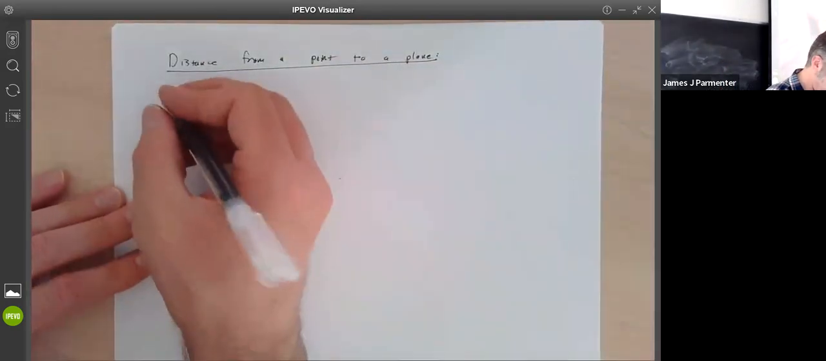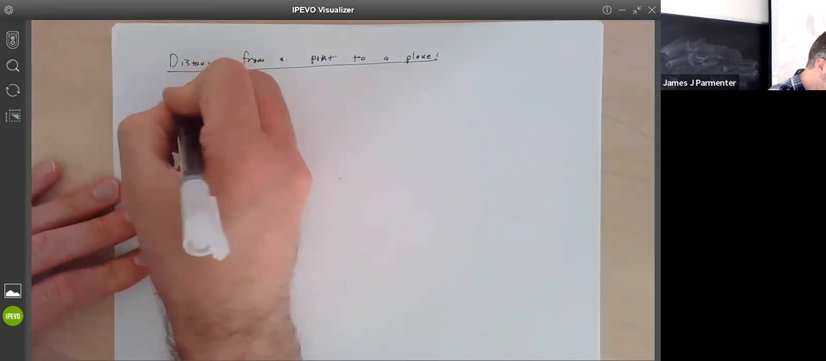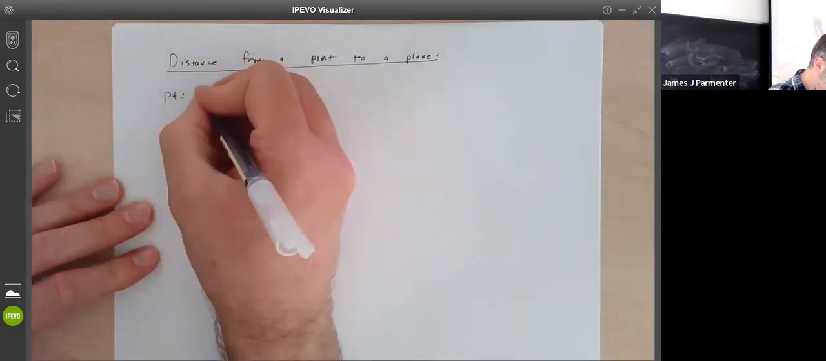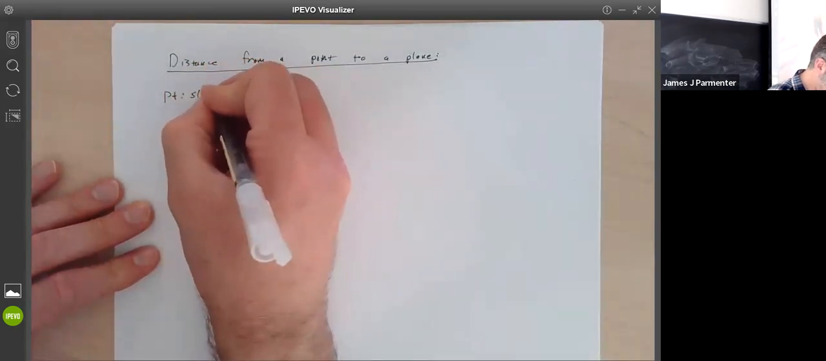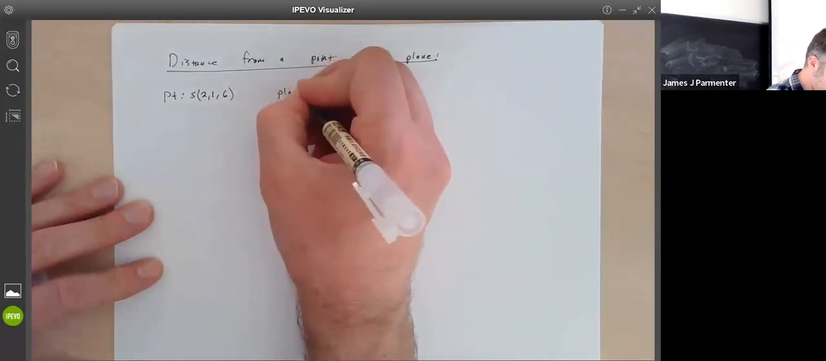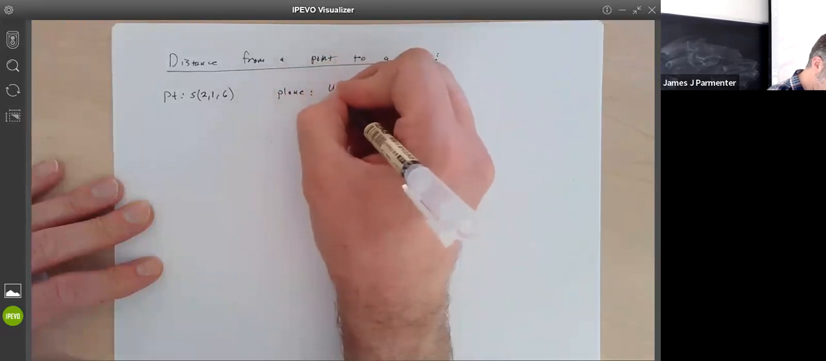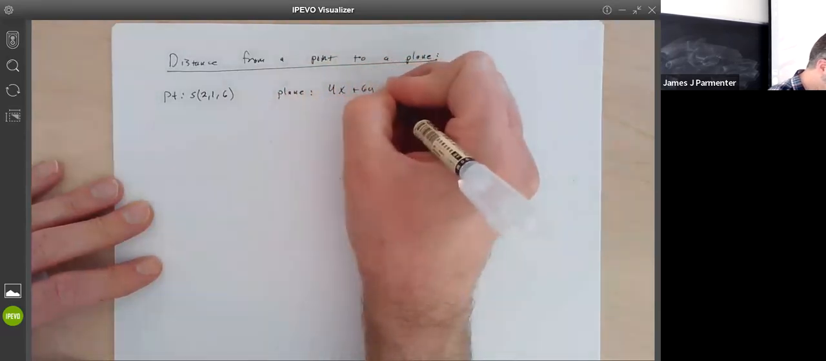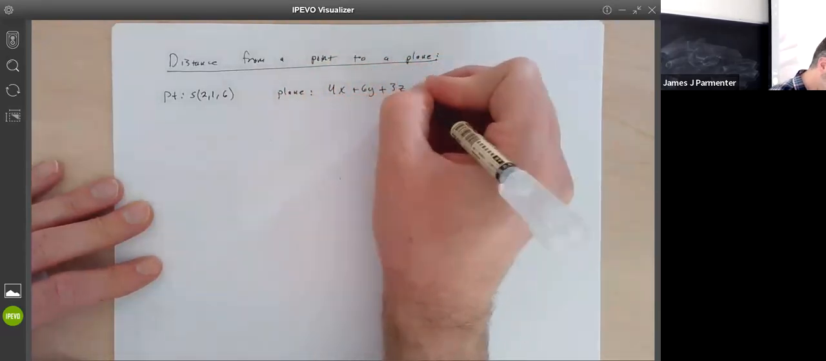And I guess it is the same kind of operation, but it definitely ends up having some different work to it. So let's say we have a point which is given by S being 2, 1, 6. And our plane has the equation 4x plus 6y plus 3z equal to 12.